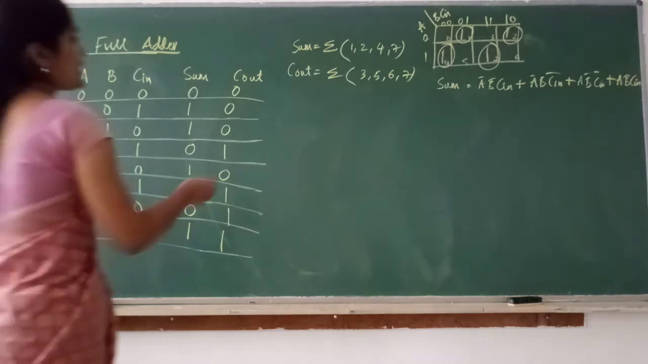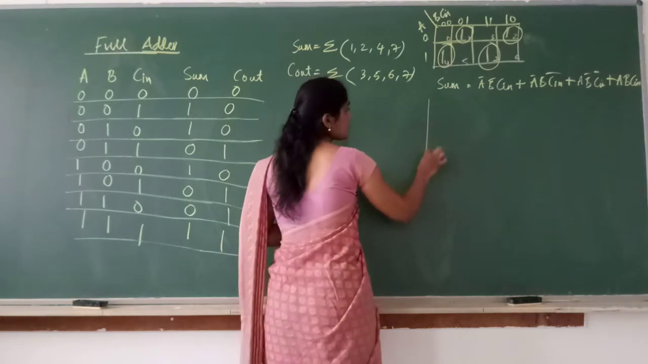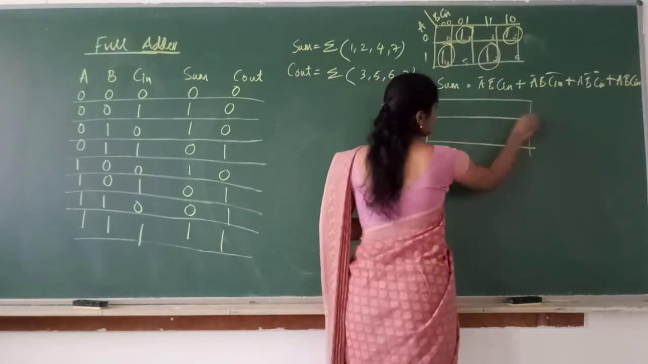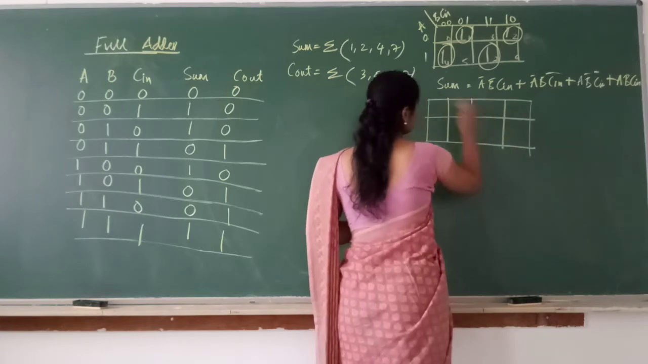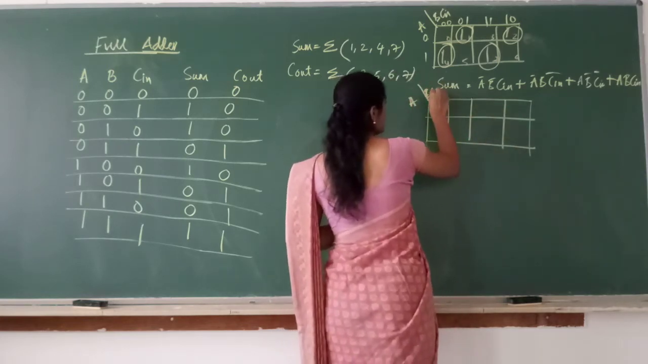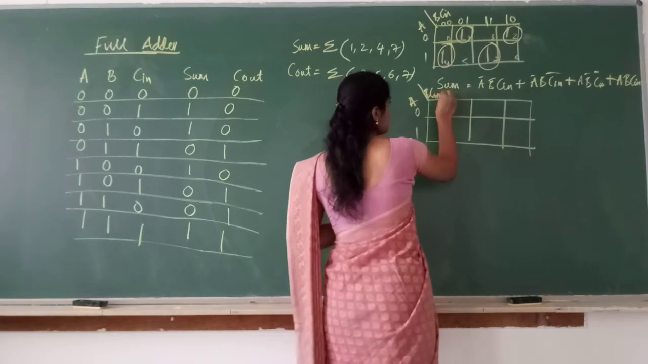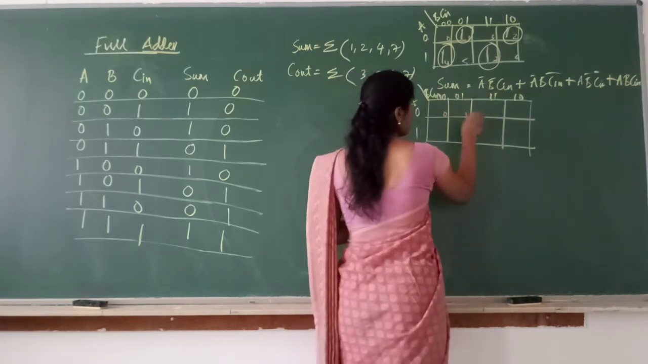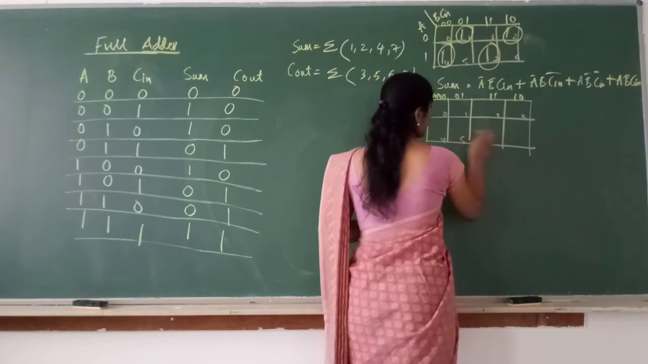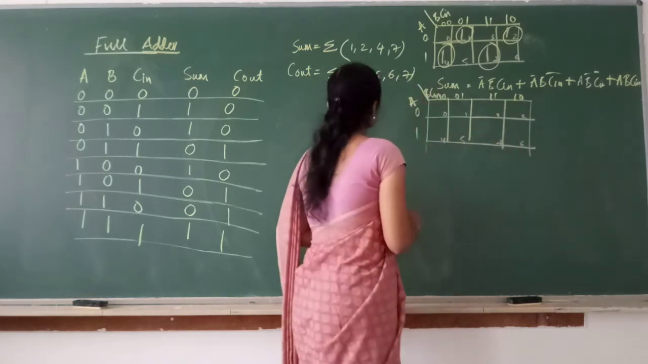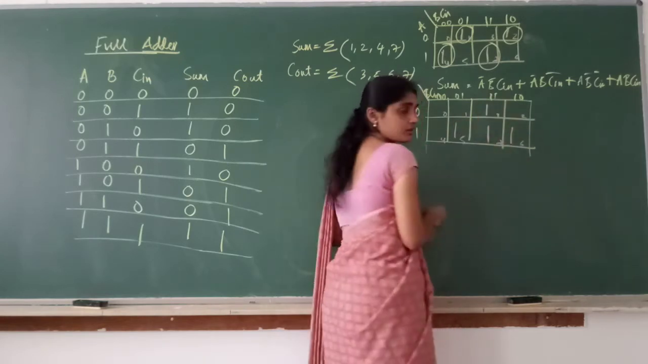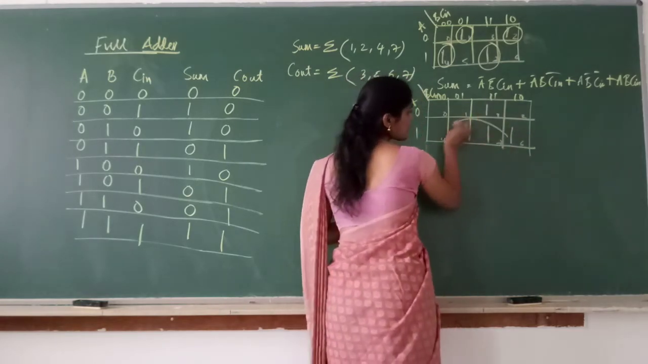Similarly, let us work out the equation for carry. Carry is 3, 5, 6, 7. So if I use a K-map for carry, again 3 variables A, B, C in, cells numbered 0 to 7. Write the terms 3, 5, 6, 7 and group them. Can I group 7 and 5?